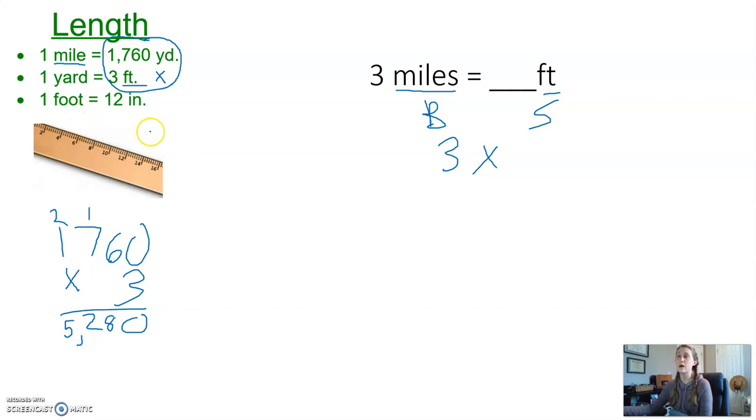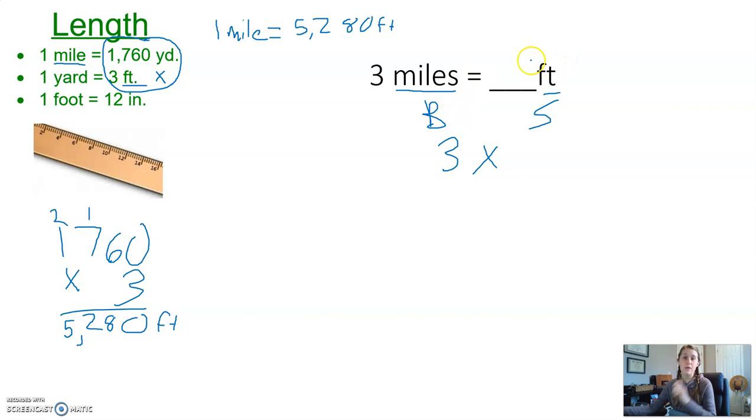So now I know that inside of 1 mile, there are 5,280 feet. So maybe I want to add that in over here. 1 mile equals 5,280 feet. For those of you who are really good at memorizing, I would put that into my memory. All right.